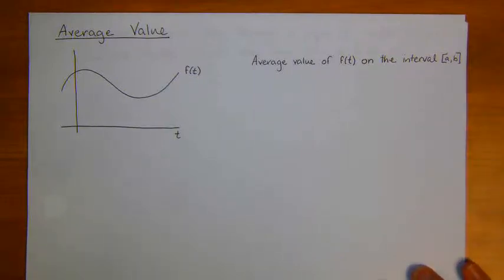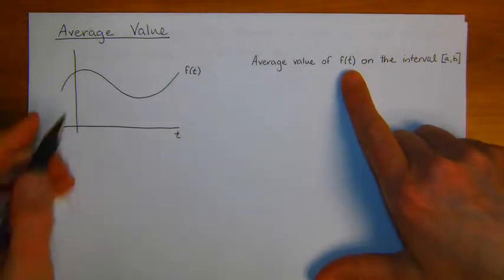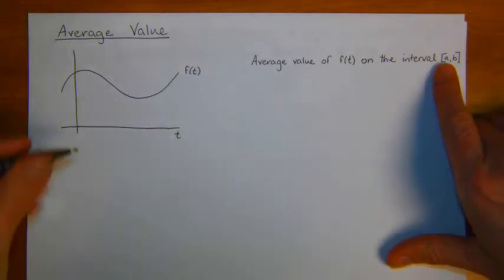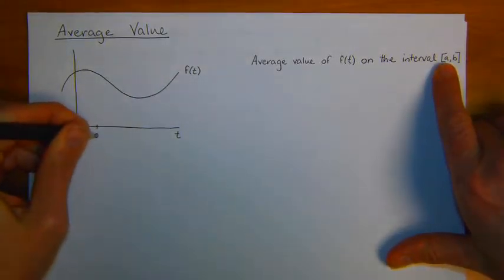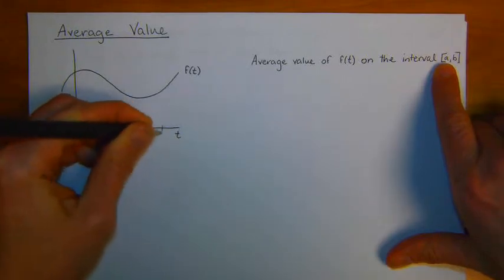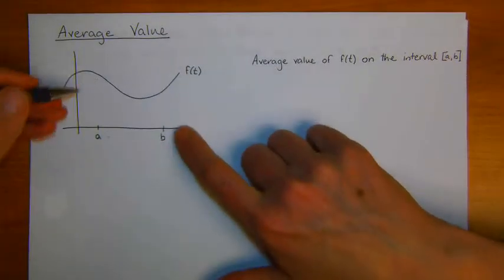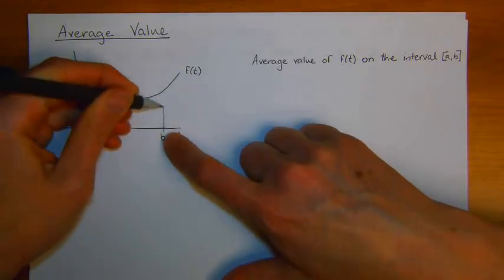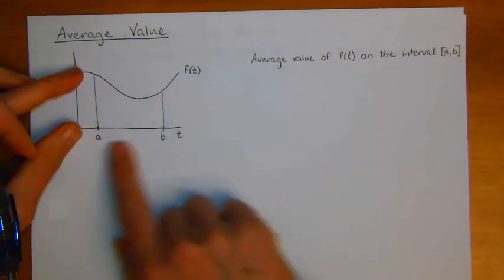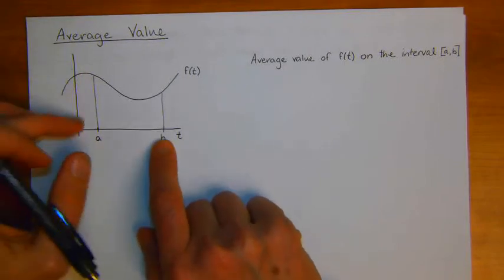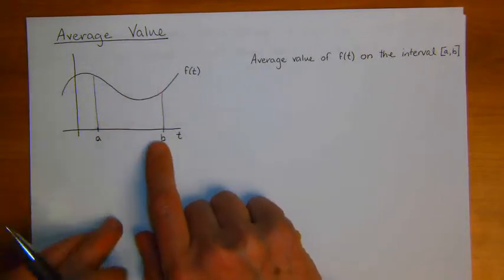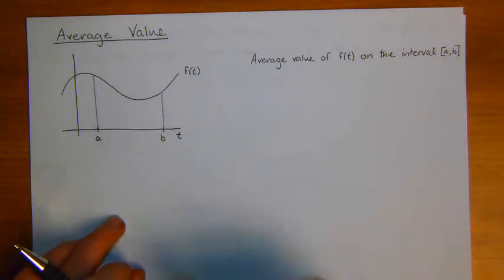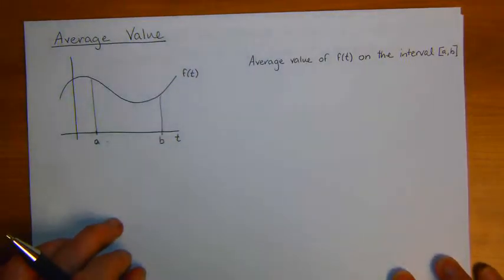In this video, I'm going to talk about average value. So the average value of a function f of t on some interval a, b really is just asking, if I were to take the total quantity that takes place over this time interval a, b and distribute it evenly over that time interval, what would that quantity be? And you can do this visually using a graph.